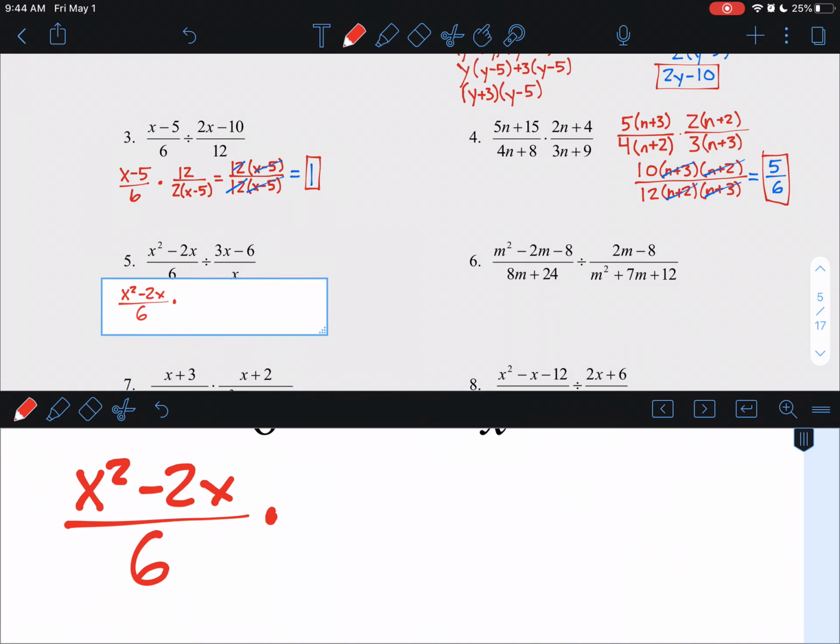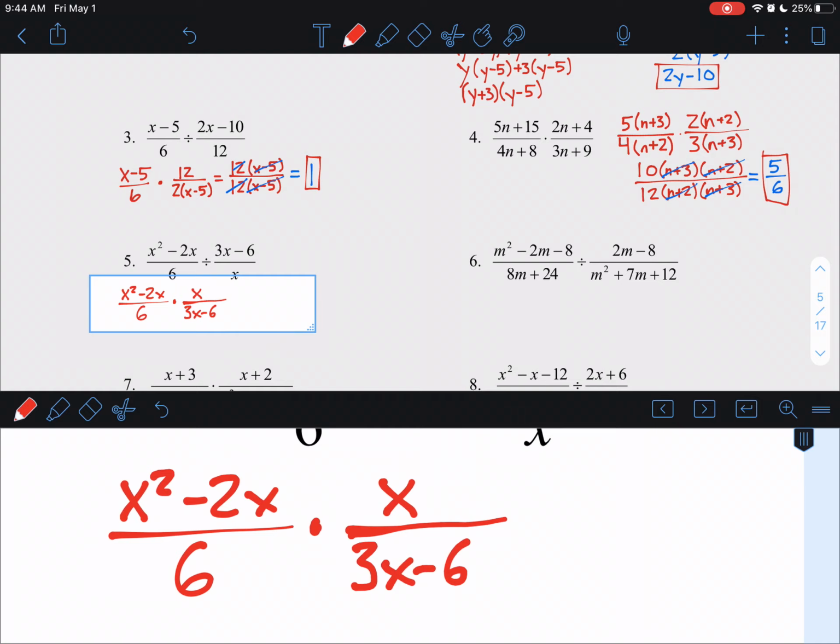Okay, yeah. And then change the operation to multiplication and then flip the second fraction. So we got x over 3x minus 6. All right, cool. Next thing we want to do, look for those binomials or trinomials that we can factor. I see 2 binomials, and it looks like both of them have GCFs.